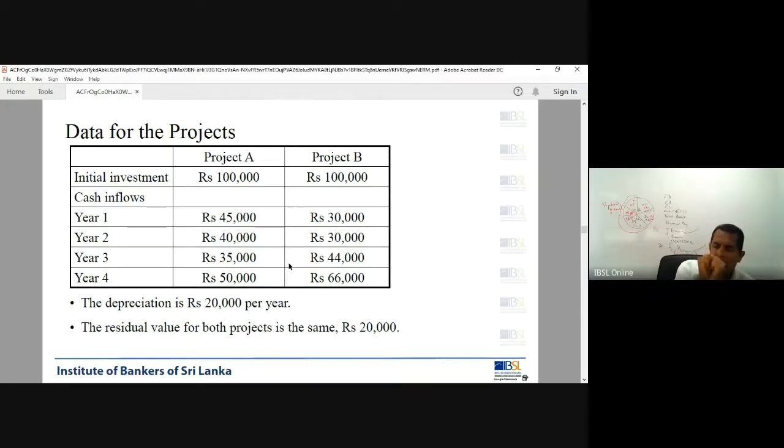That is the value if I want to close down and sell the plant and machinery. I'm not selling the project, I'm just selling the scrap. All my machinery I will sell. That is the scrap value or the residual value. I'm investing 100 million, but after 5 years, I can sell this machine for 20,000.